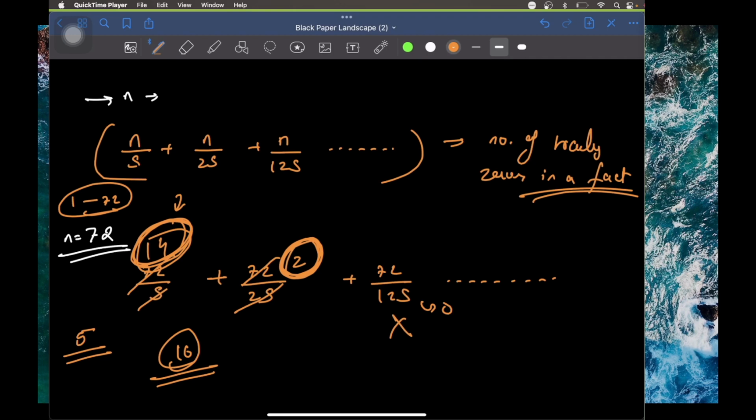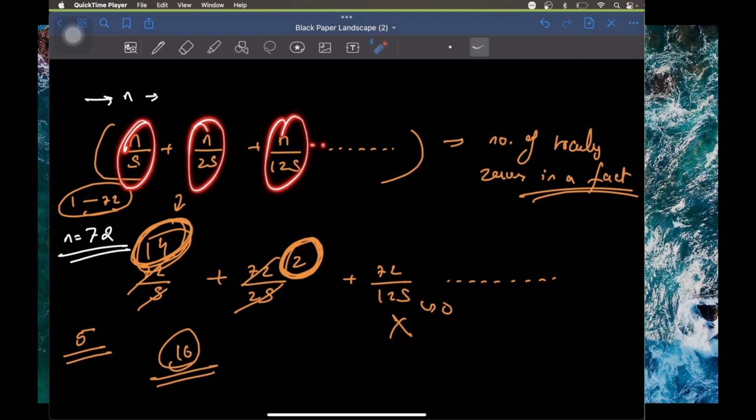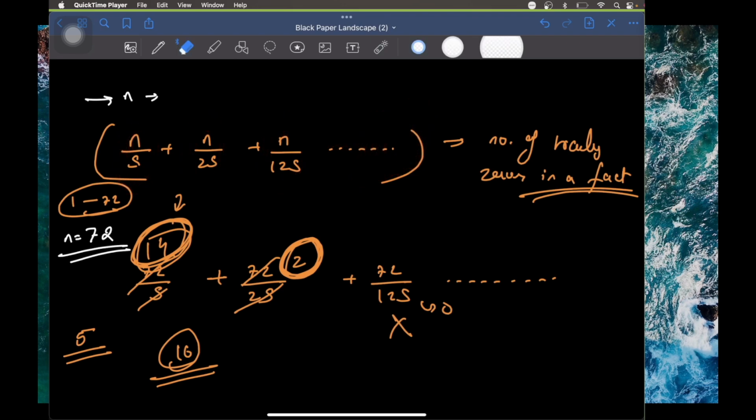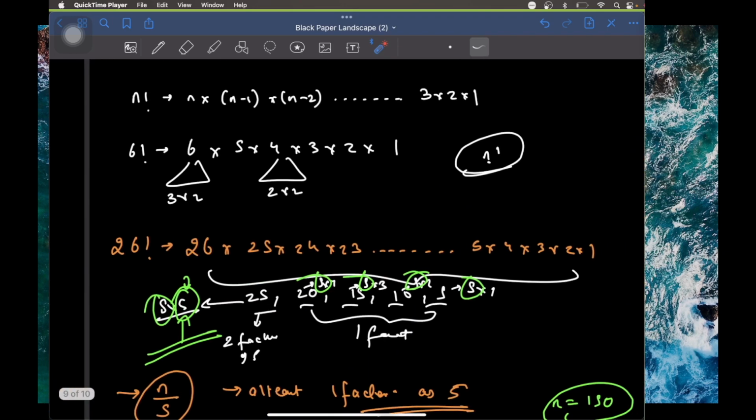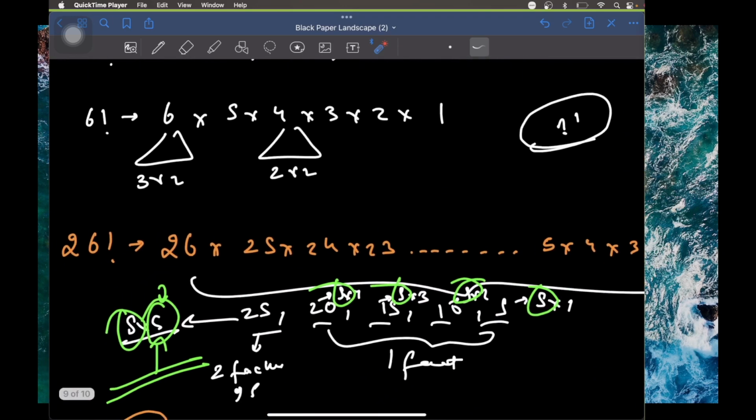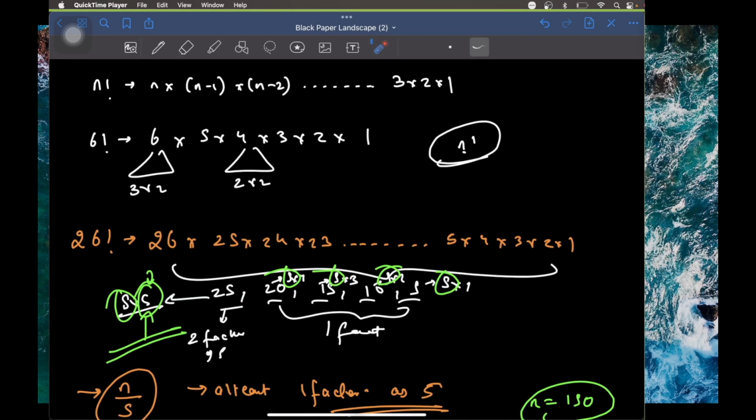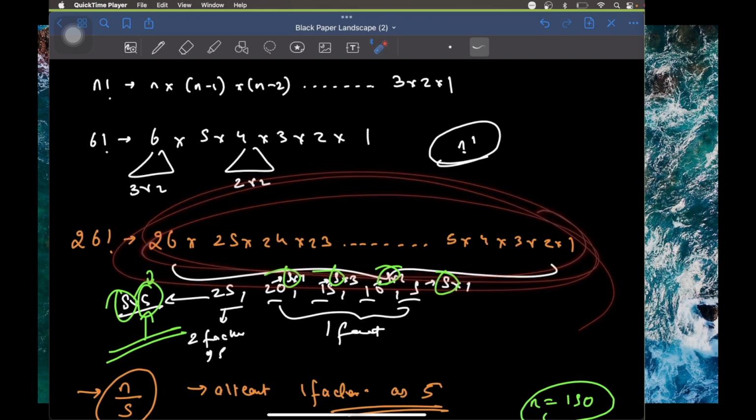As simple as that. So for a given value n, just calculate n by 5 plus n by 25 plus n by 125, and so on, till the time this fraction is greater than 0, and that will be your answer. And how are we able to get the answer? We just need to calculate how many pairs of 5 into 2 we can make, or technically we can just calculate how many prime factors of 5 are there in this whole multiplication of n factorial.